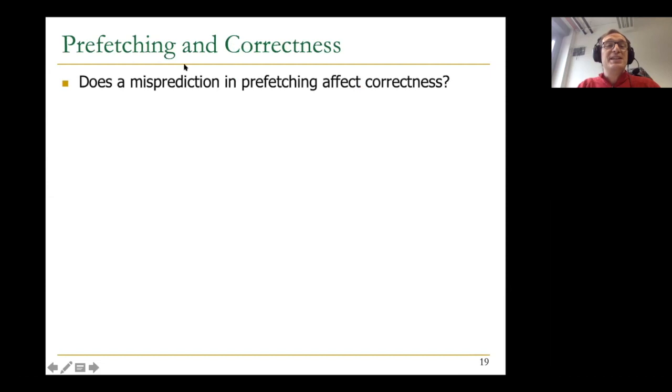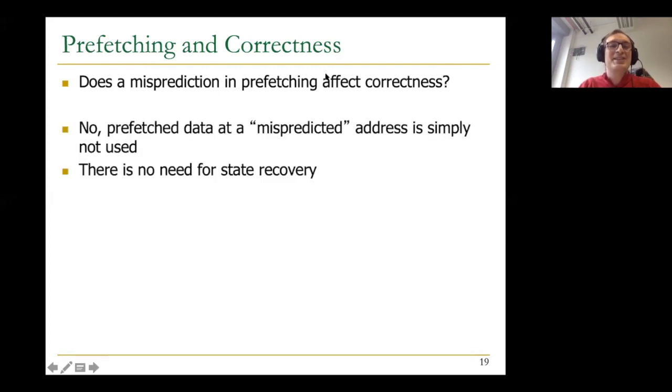Okay, so prefetching is clearly a speculation technique, right? Because you do something before you know that you will need what you do. And that's the definition of speculation, basically. You speculate. Speculation is defined as doing something before you know that you need to do that. But the good thing in prefetching is a misprediction in prefetching doesn't affect correctness.